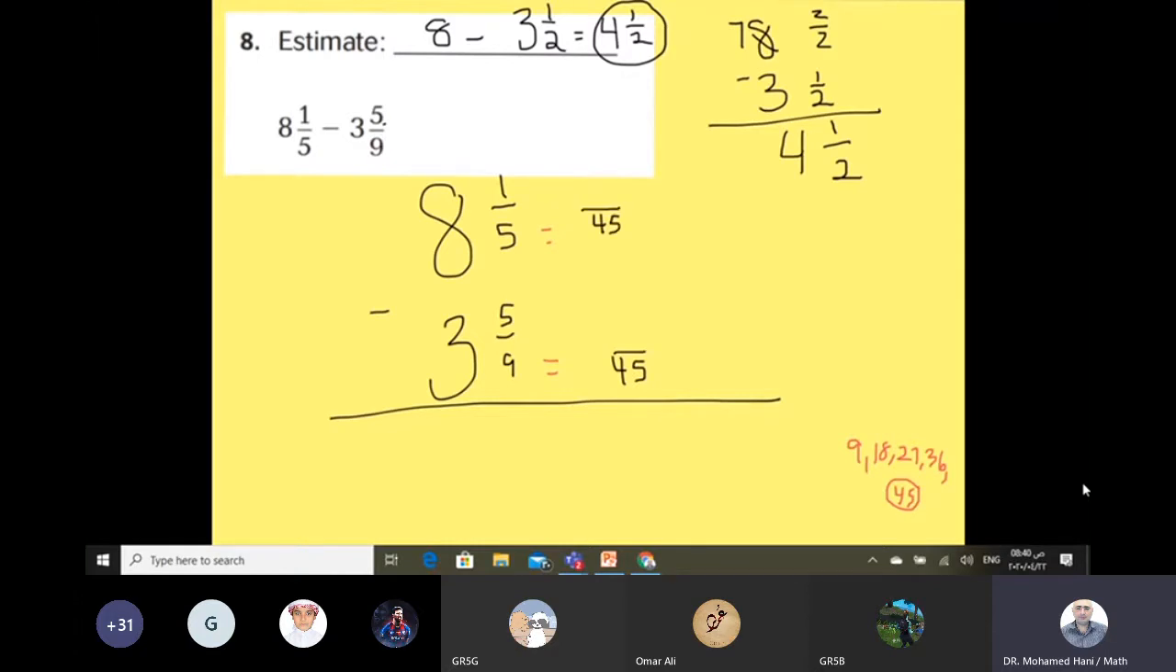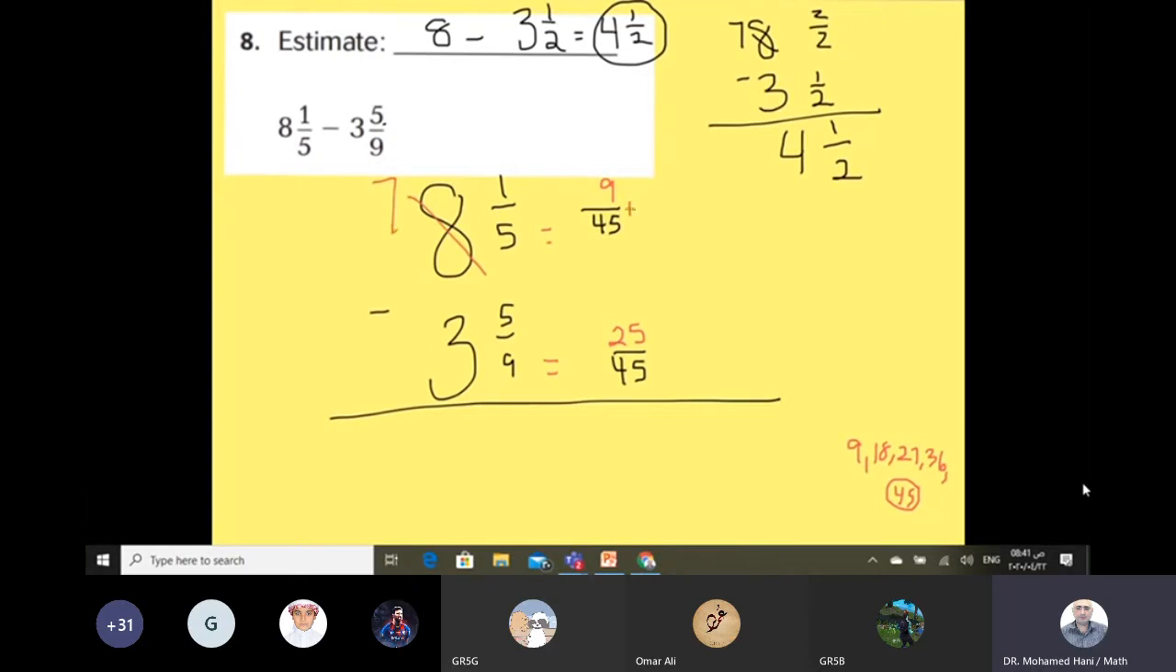Now let's find our equivalent fractions. 9 times 5 is 45, so 5 times 5 is 25. Let's put 25 as my numerator for down here. And let's do the top one now. 5 times 9 is 45, so 1 times 9 is 9. All right. Can I do 9/45 minus 25/45? I can't do that. So I'm going to go ahead and regroup. Let's regroup from our whole and make that 7 wholes.